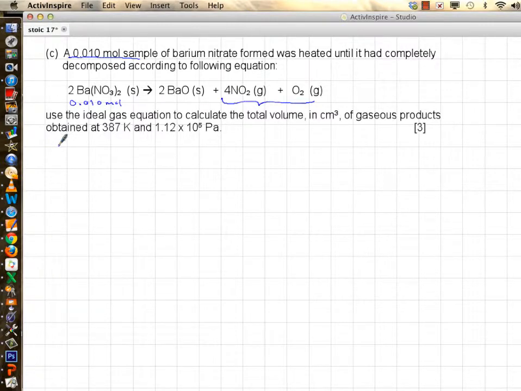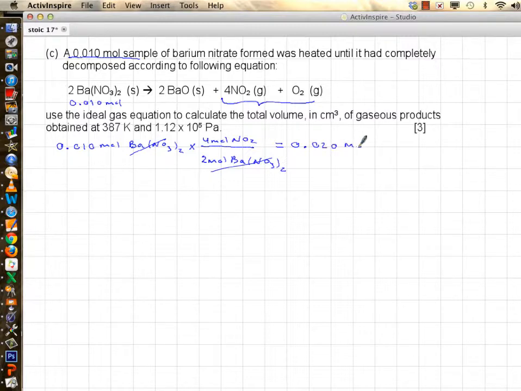So let's find moles of NO2 first. 0.01 moles of barium nitrate times, for every 2 moles of barium nitrate in the denominator, I have 4 moles of NO2. So let's stop here. 4 divided by 2 is 2. 2 times that number, so you will produce 0.02 moles of NO2, nitrogen dioxide.